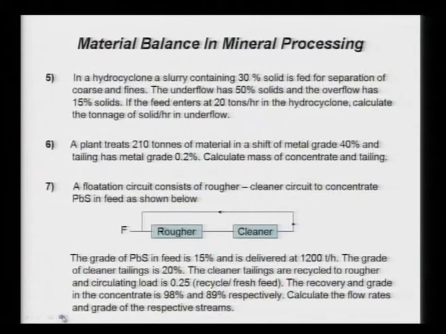Problem 7, a flotation circuit consists of rougher and cleaner circuit to concentrate lead sulphide in feed as shown below. The grade of lead sulphide in feed is 15% and is delivered at 1200 tons per hour. The grade of cleaner tailings is 20%. The cleaner tailings are recycled to rougher and its circulating load is 0.25. The recovery and grade in the concentrate is 98% and 89% respectively. Calculate the flow rate and grade of the respective streams.